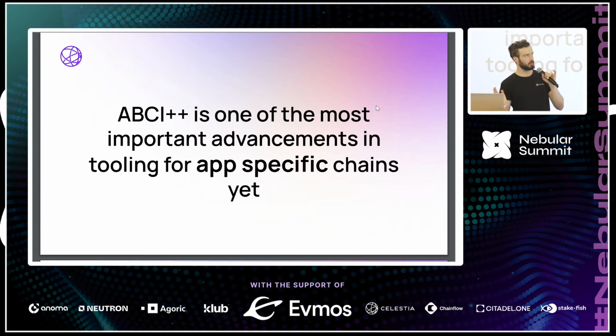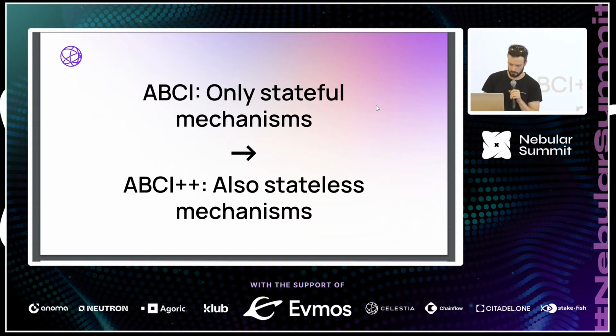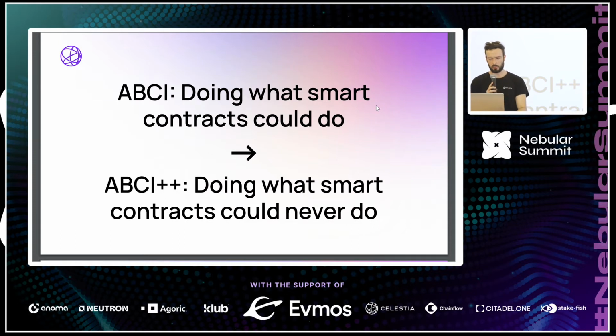So I'd even go to the point of saying that ABCI++ is one of the most important advancements in tooling for app-specific chains yet. I know that's slightly hyperbolic, but considering how limiting the current ABCI is, I feel pretty comfortable saying this. The current ABCI only does stateful mechanisms, and ABCI++ also does stateless mechanisms. ABCI effectively just does what smart contracts can do, but ABCI++ is doing what smart contracts could never do.